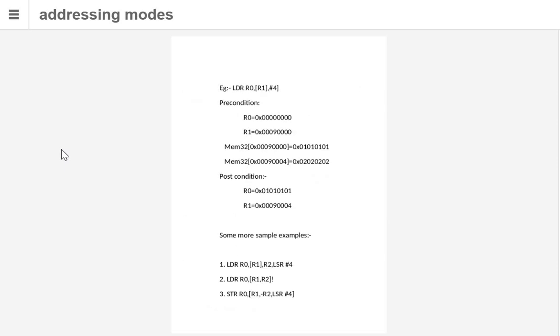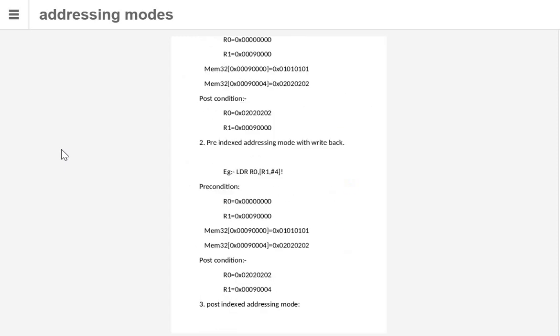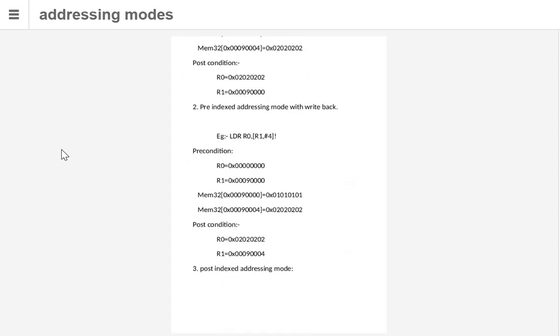The next topic is pre-index addressing with write back. I'll explain it with the same example. You can see in this example, I have ended the instruction with an exclamation mark. Before coming to why this mark is given, let us take the same condition. Again, I have set the same values: R0 is 0 and R1 is 0x9000. The instruction is the same except for this last exclamation mark: LDR R0, [R1, #4]!. So R1 and 4 are in square brackets.